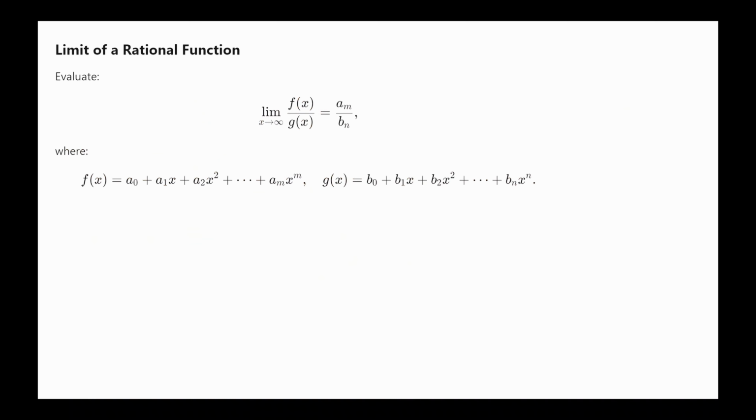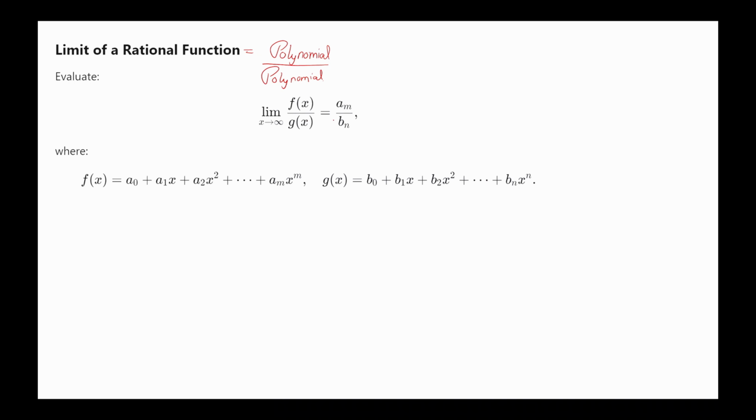Now let's talk about limit of a rational function. So basically, what is a rational function? Whenever we have, let's say, a polynomial by a polynomial, that time we call it a rational function. So a rational function is nothing but a polynomial upon a polynomial. Let's say I have x tending to infinity, f of x by g of x. This value would become the ratio of two constants, am by bn, where f of x is a naught plus a1x plus a2x square up till am x to the power m, and g of x is b naught plus b1x till bn x to the power n.